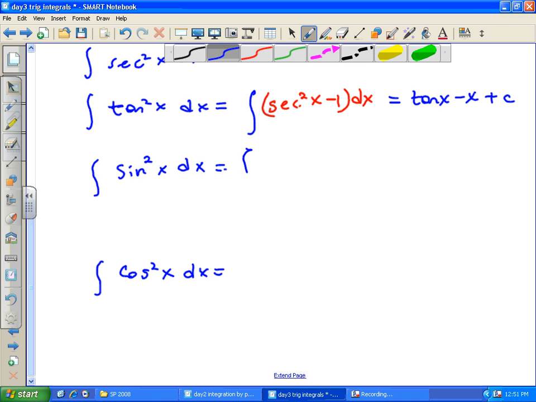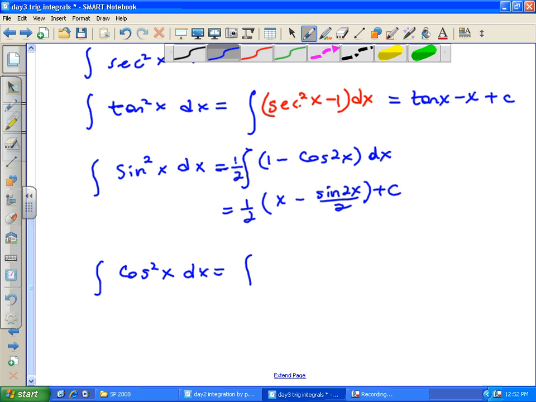Good. There was a power reduction formula for sine square, right? What was it? 1 minus cosine 2x all over 2, which I put outside of my integral sign. So now the 1/2 can stay, and you integrate the inside part. You get x minus sine 2x over 2 plus c.